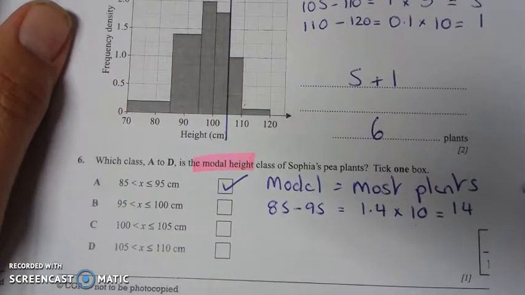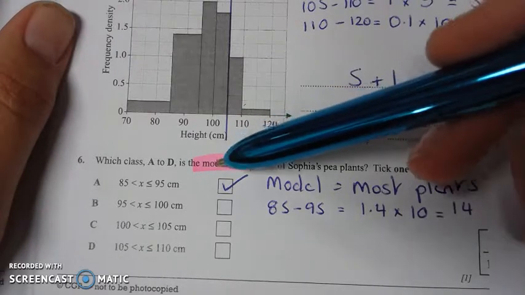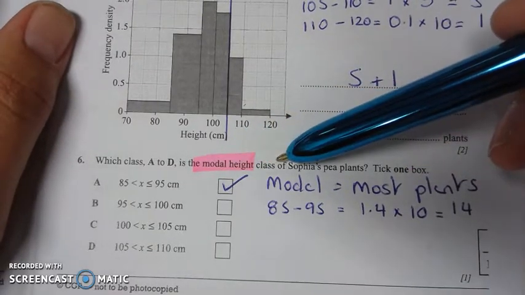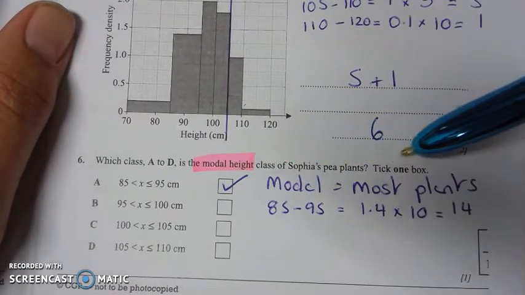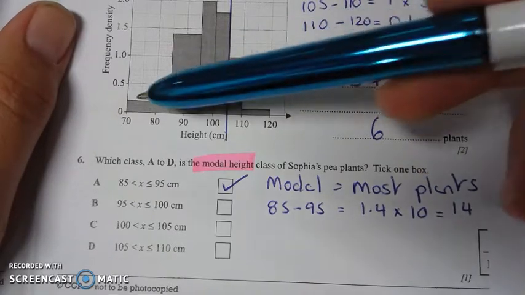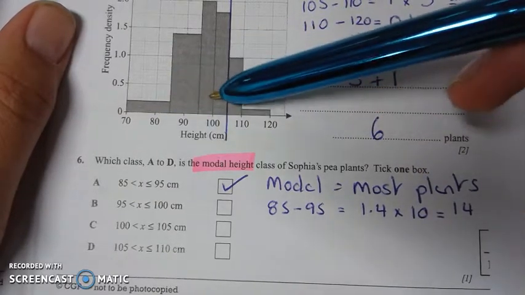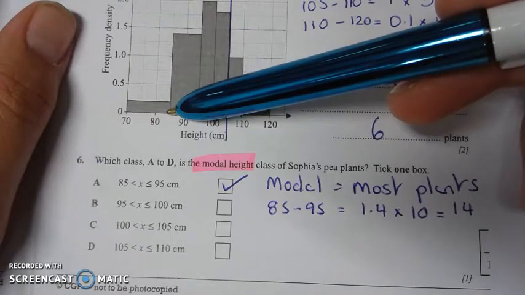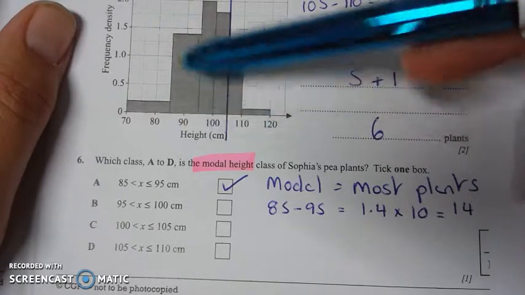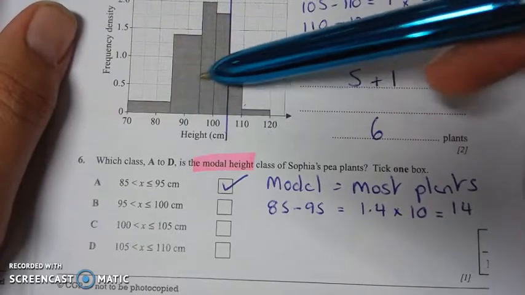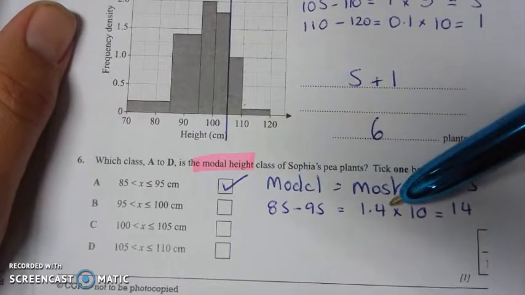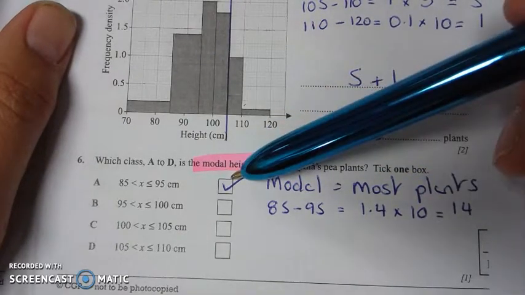And lastly, which class A to D is the modal height class of Sophie's pea plants? Which one's got the most plants? And if you worked out each of the bars, you'd actually find between 85 and 95, if I took it up to there and multiplied by how many are there, it's 1.4 times 10 is 14. So that is the actual answer.